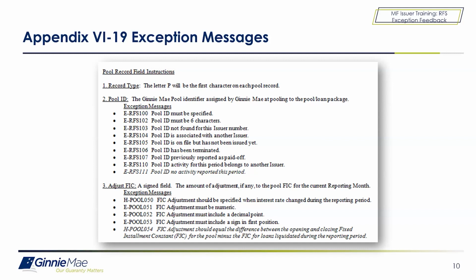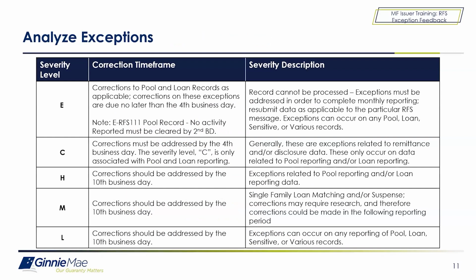Also, summarization alerts are italicized in Appendix 6-19 and only appear in RFS once 90% of the issuer's data is reported in RFS. Page 1 and 5 of Appendix 6-19 explains the severity level of exceptions. If you receive an error or E-level exceptions, then your record did not load into RFS. E-level exceptions can occur on any of the 4 types of records, which are the pool, loan, sensitive, and various.